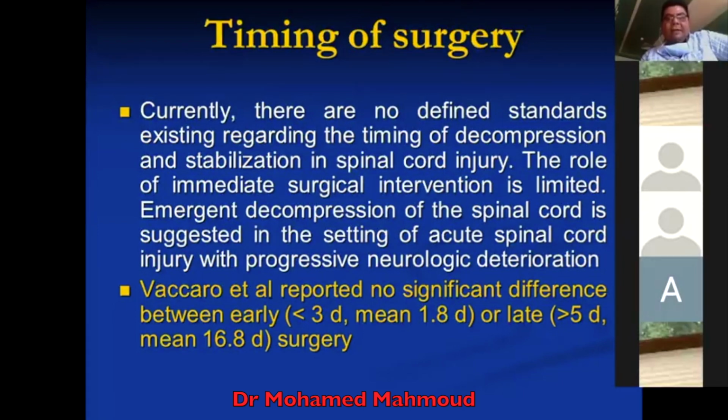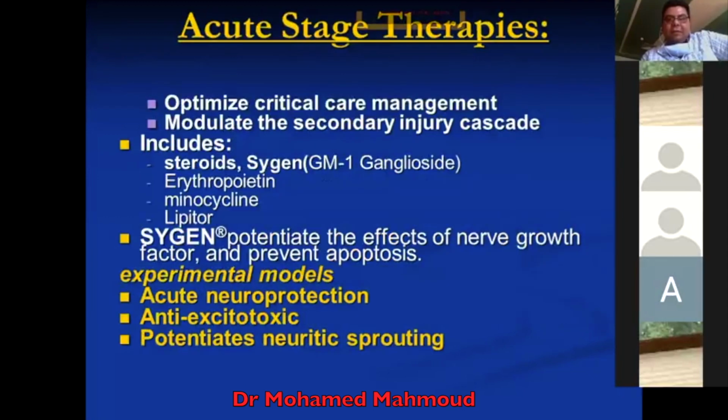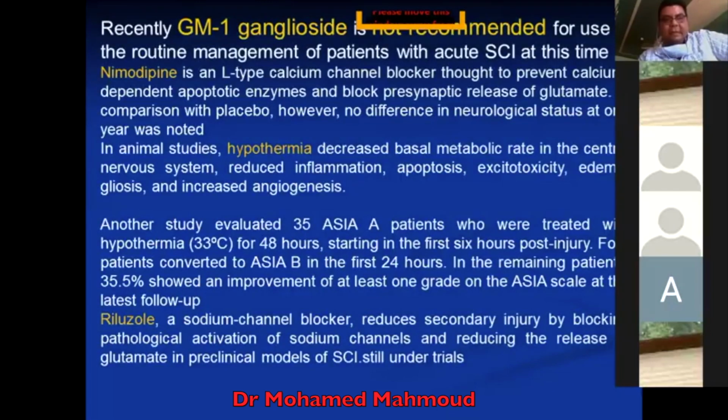In acute stage therapy, the first is to optimize critical care management and moderate the secondary injury cascade, which includes steroids, erythropoietin, minocycline, and others. This is a theoretical drug, most probably in labs.